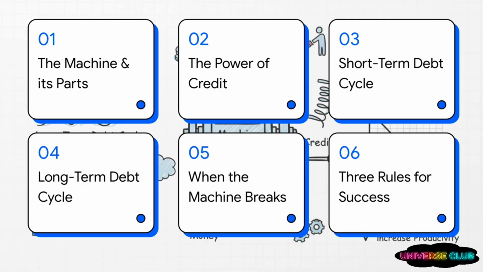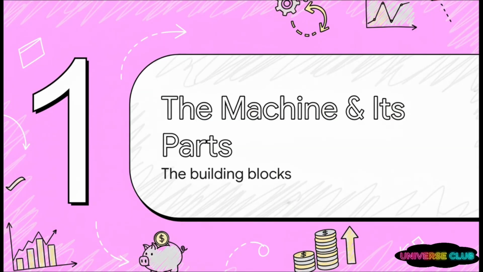So here's the plan. We'll start with the machine and its parts, then dig into the power of credit. We'll look at the short-term and long-term debt cycles, see what happens when the machine breaks, and finish up with 3 simple rules for success. Let's jump in. All right, section 1, the machine and its parts.